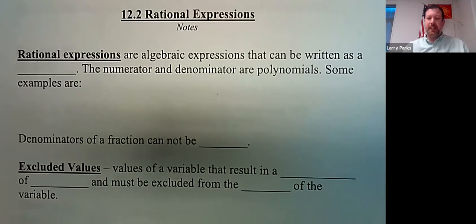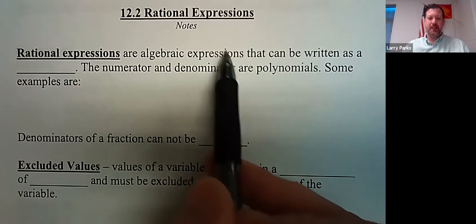So today's the first day of the unit, and we will be talking about rational expressions. Today we are just going to do what's called simplifying, but we will also spend a day multiplying, dividing, adding, and subtracting. So what is a rational expression?